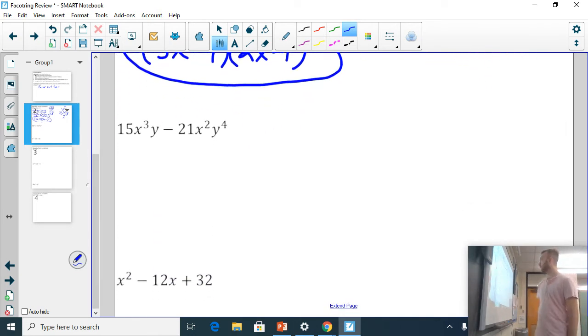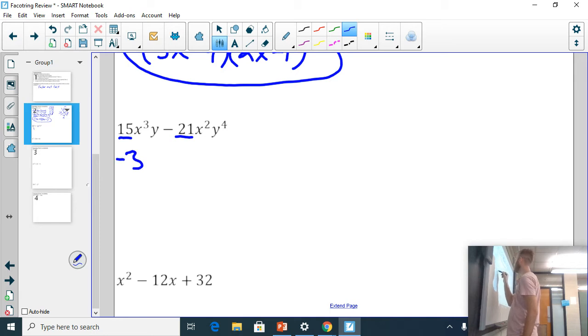So now for something like this one, I see two terms, and when I see two terms, I'm thinking it's either a difference of squares, or I just have to factor out a greatest common factor. But our first step is always greatest common factor. So first I'm going to check out these numbers, 15 and 21. Is there anything I could take out of both of those? I think I could take out a 3. That's probably the biggest thing I could take out of both of those.